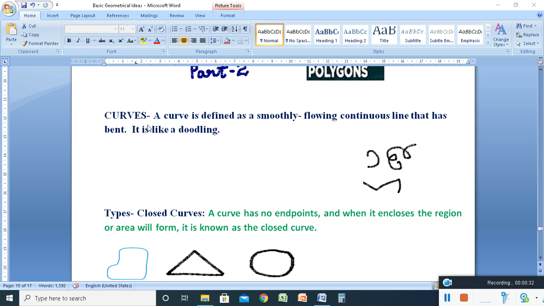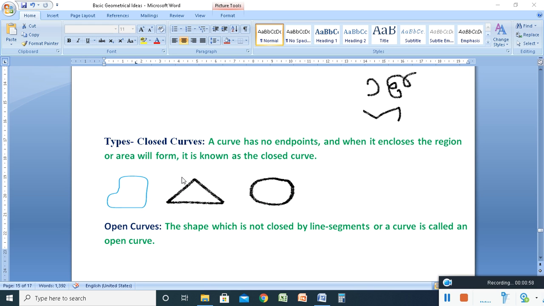So what is a curve? A curve is defined as a smoothly flowing continuous line that has a bend. It is like doodling. Doodling is a simple diagram. Children can draw curves like this. So these are curves, and straight lines also come under curves. A straight line can also be included under the curve. Okay, now we'll look at the types of curves.